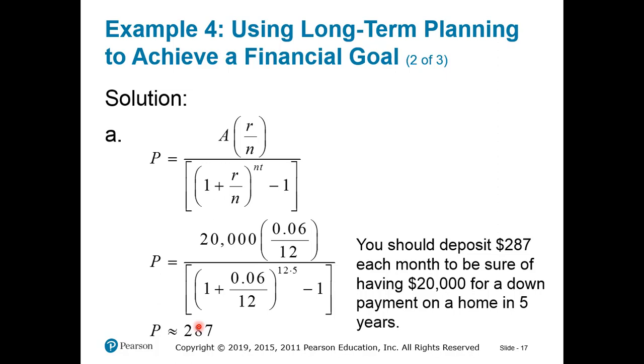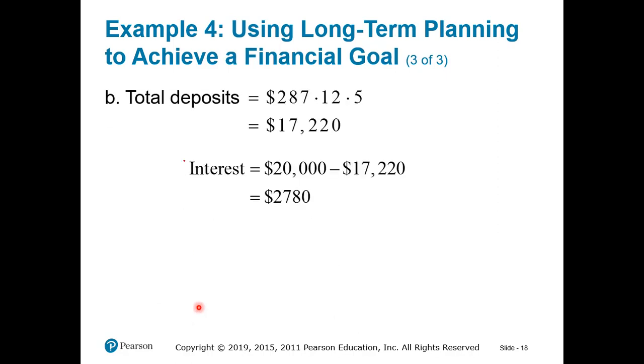Now, how much of that $20,000 came from the regular payments, and how much came from the interest? Well, total deposits are going to be what? $287 per month, so that's times 12 for 5 years. So you're going to end up paying $17,220 of regular payments, and the rest, $2,780, will come from interest, which is not bad for 5 years. Okay?